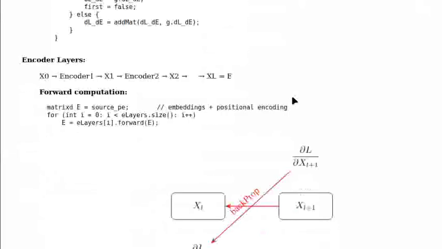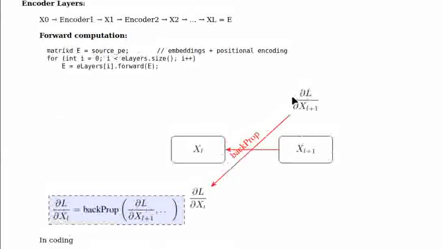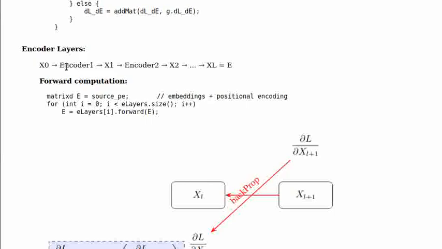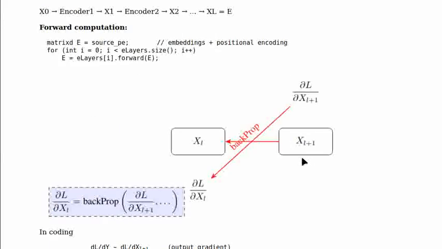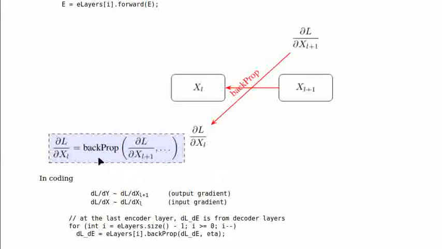During the forward pass of the encoder, each layer has only one input x. For example, x0 is the input to the first encoder layer, which produces x1 as input to the second encoder layer, and so on. In general, layer l receives xl and outputs xl plus 1. During backpropagation, this process is reversed. Starting from dl/de, the gradient flows backward. dl/dxl plus 1 is used to compute dl/dxl for each successive layer. The following code shows this flow.